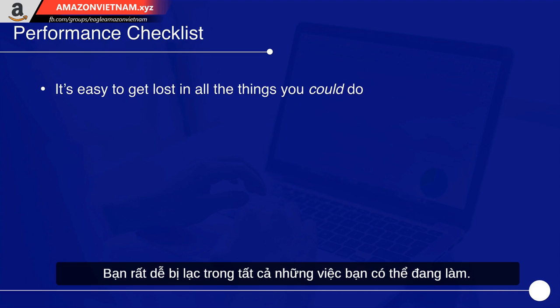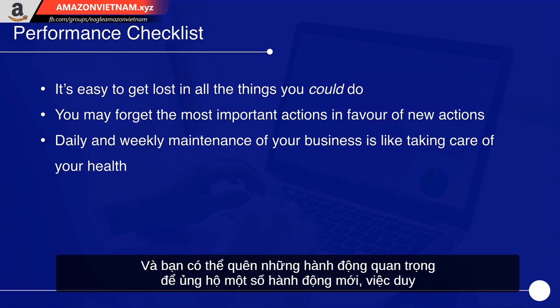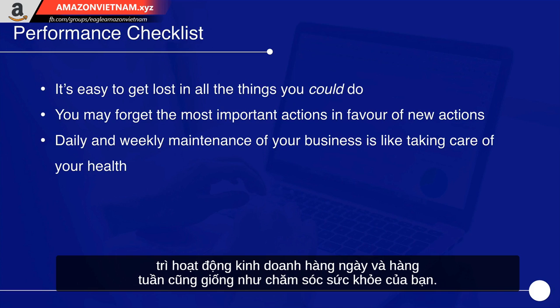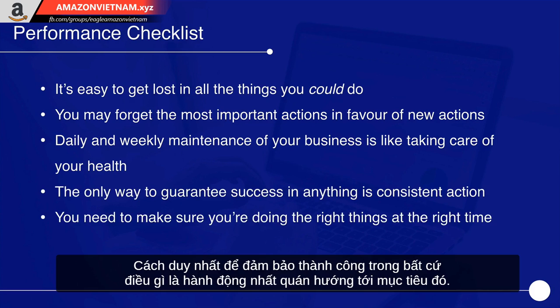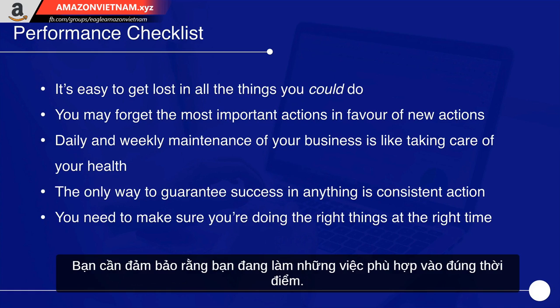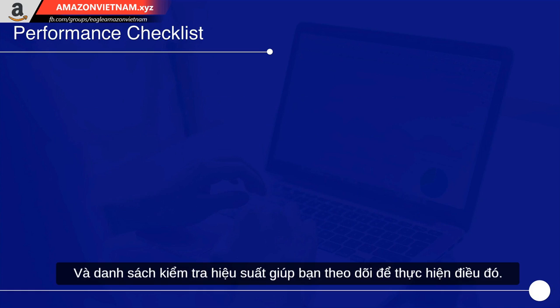It's easy to get lost in all the things you could be doing, and you may forget the important actions in favor of some new actions. Daily and weekly maintenance of your business is like taking care of your health. The only way to guarantee success in anything is consistent action towards that goal. You need to make sure you're doing the right things at the right time, and a performance checklist keeps you on track to doing that.